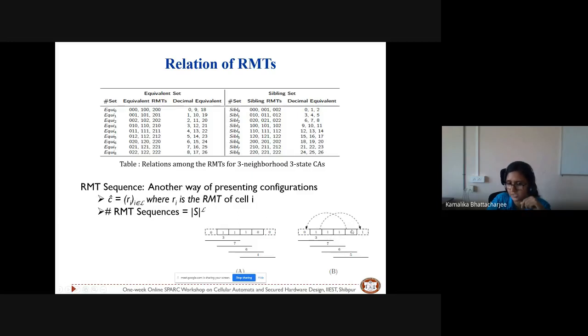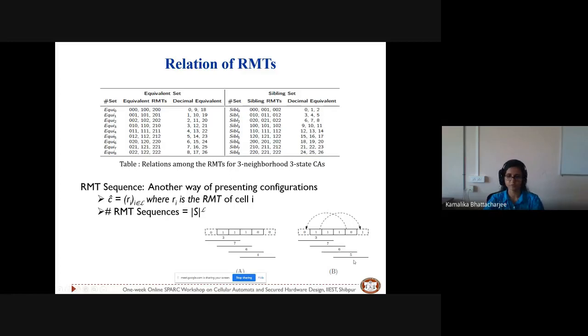Fourth, it's the final cell. Here, what will be its boundary? Its boundary is the first cell. The first cell value was 1, so we are copying 1 here. So here the RMT is 101, that is 5. So here, for the same configuration, the RMT sequence will differ. Here it will be 3, 7, 6, 5.